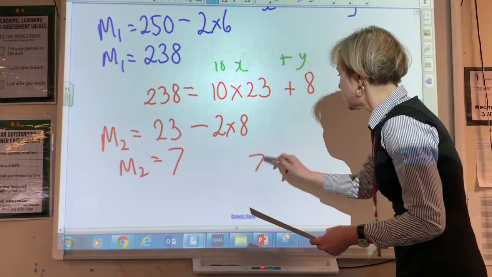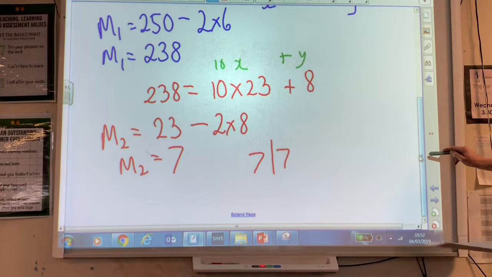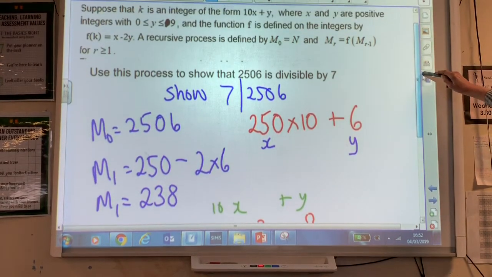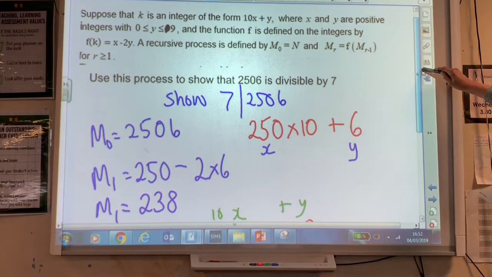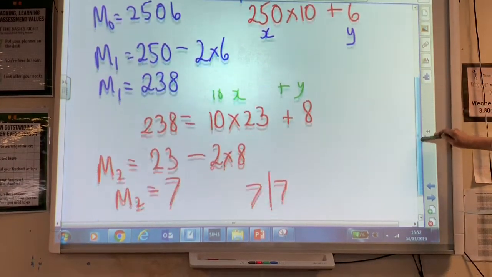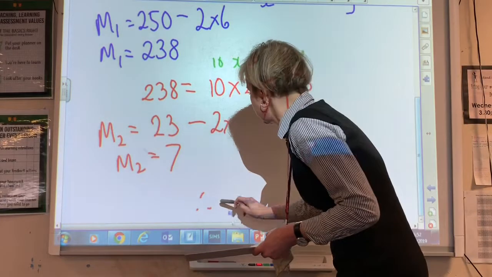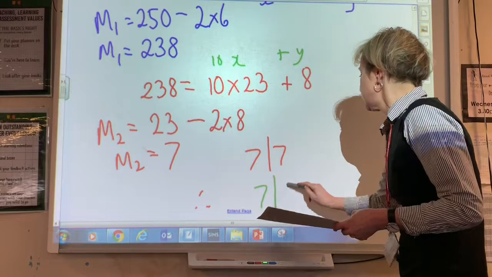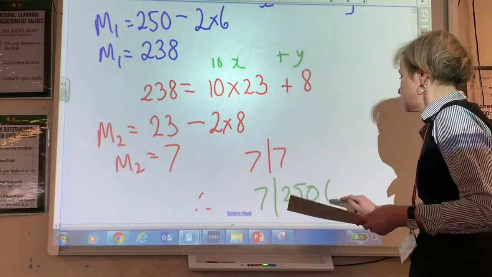We know that 7 is divisible by 7, so because you've shown that both n and m in that form are divisible by 7, you've shown that 2,506 is divisible by 7. So therefore 7 goes into 2,506.